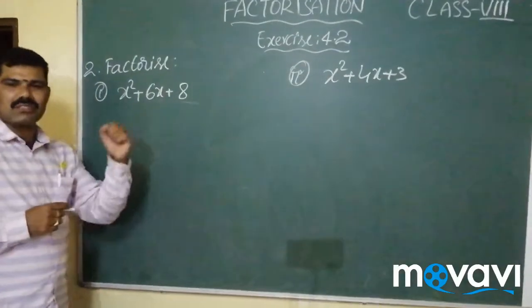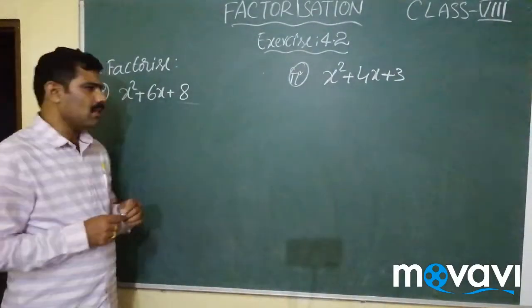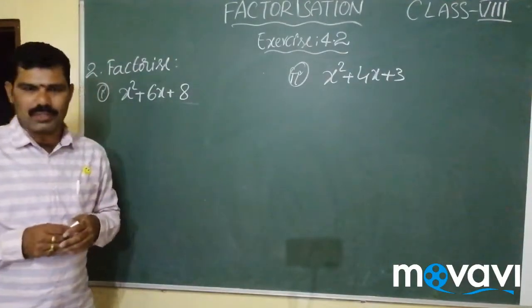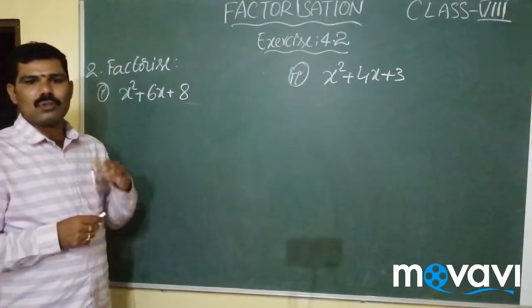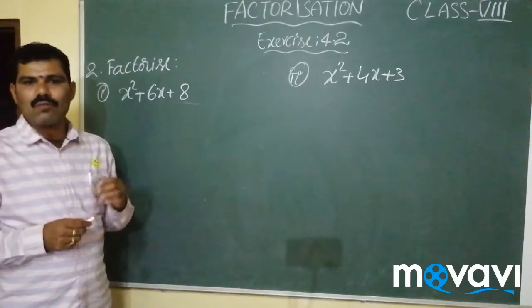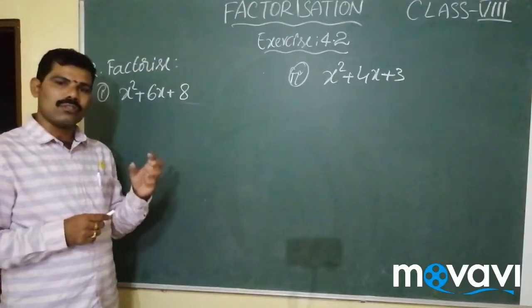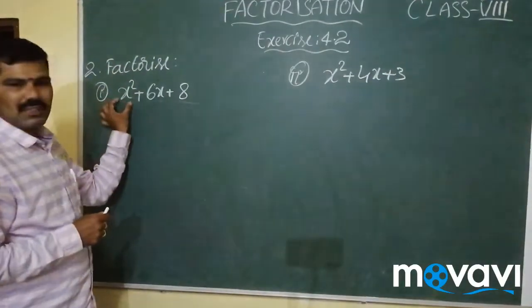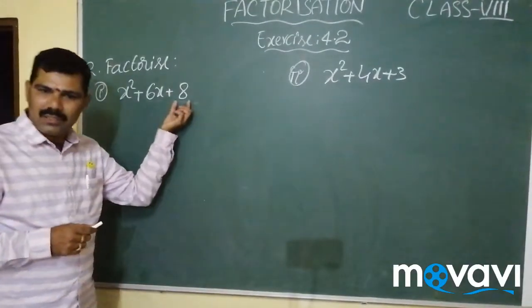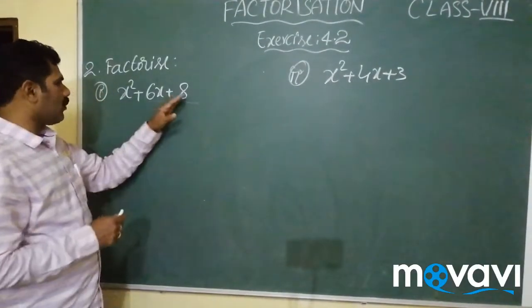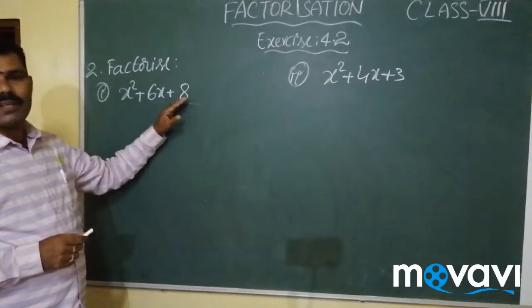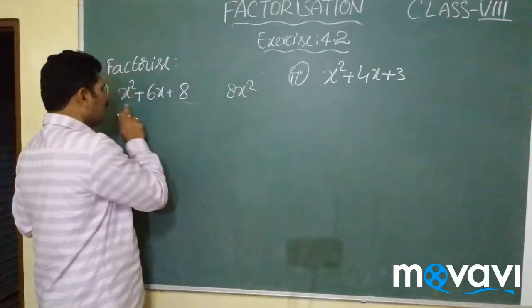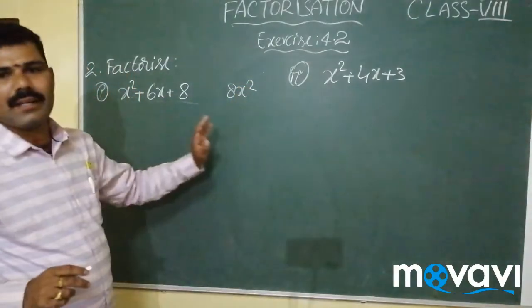Now, in first step, what exactly we have to do is, we have to take the product of first and the last term. Okay, in a trinomial, to factorize the given expression, first we have to take the product of first and last term. Here, first term is x square and the last term, that is the third term, is 8. So, product of x square and 8 is 8x square, that is x square into 8 is 8x square.